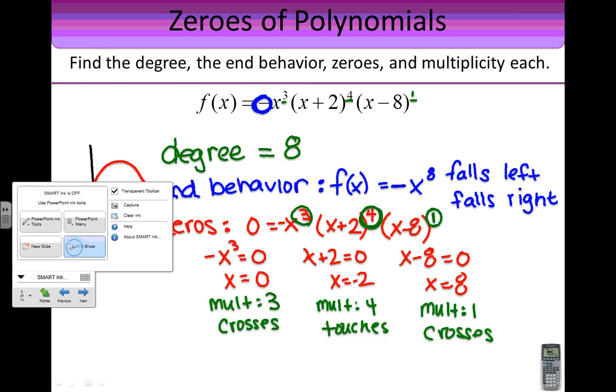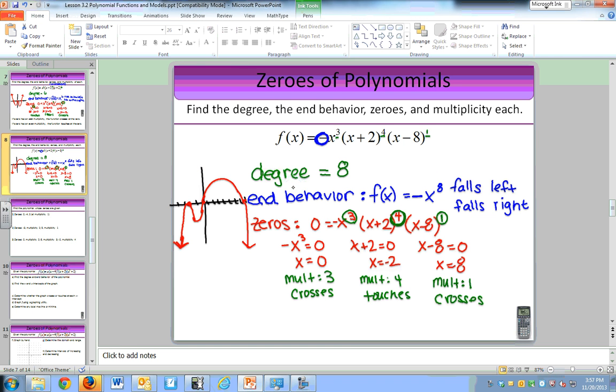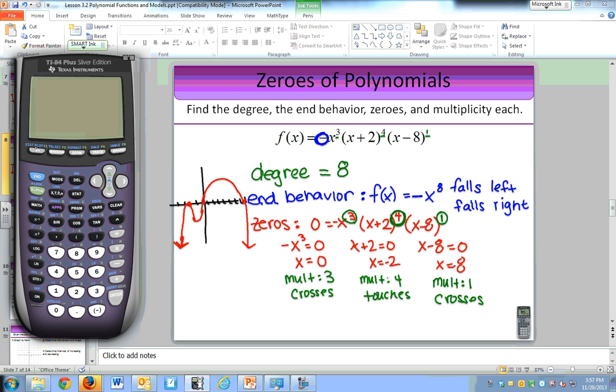So again, let's take a look at that on the calculator. Make sure that we did that right. So negative x cubed times x plus 2 to the 4th times x minus 8. Graph that. And we got that right.